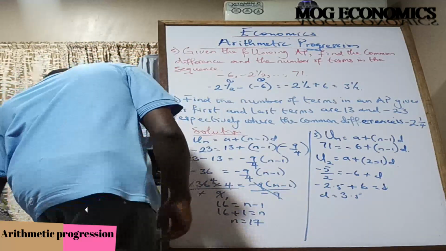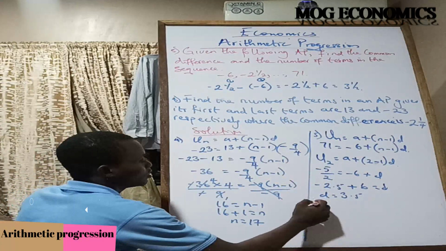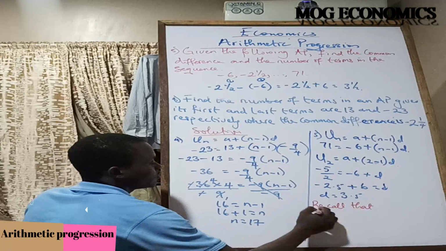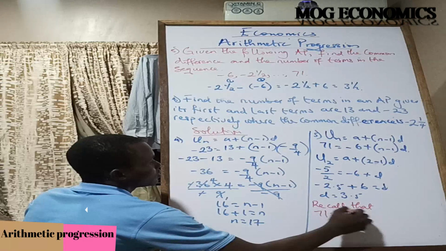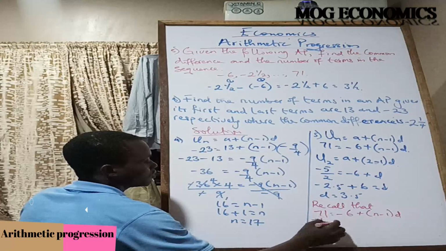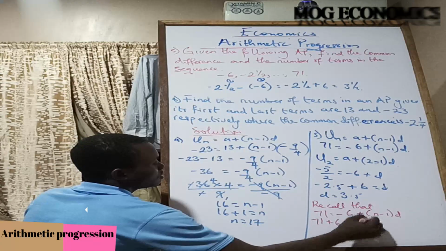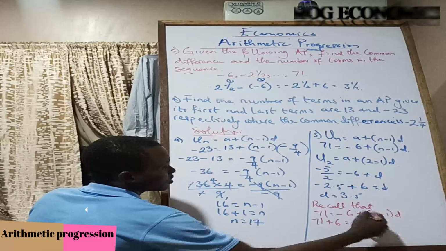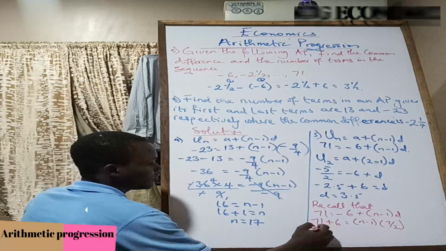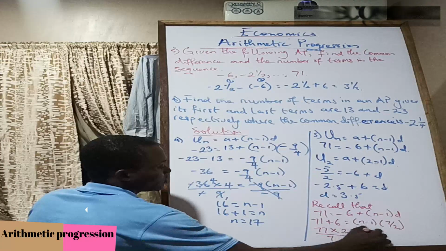Now that our d is 3.5, what is going to be our n? So we go back to this particular place. So recall, 71 equals minus 6 plus (n minus 1)d. So 71 plus 6, anyways, no need to stress myself, equals (n minus 1) times d, and d is 3.5, which is 7 over 2. So 77 multiplied by 2 over 7 equals n minus 1.